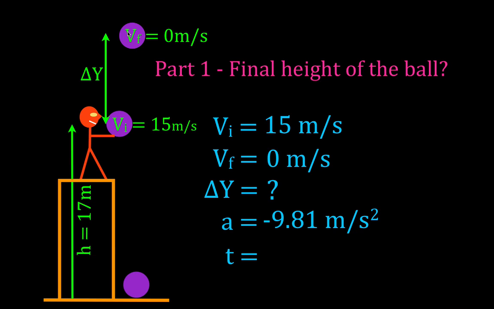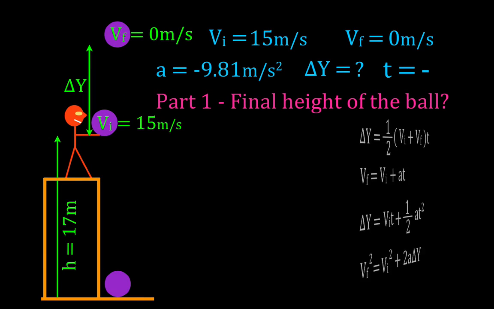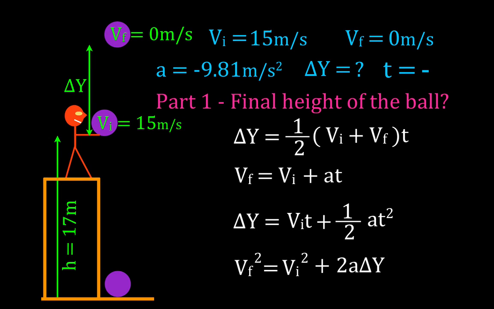We're looking for the change in height. We don't know the time, and we're not asked to find the time. So therefore, you can see once again, we're given 3 variables. We're asked to find a 4th. We can take all those with us to the next slide, get out our kinematic equations, and figure out which equation we're going to use.